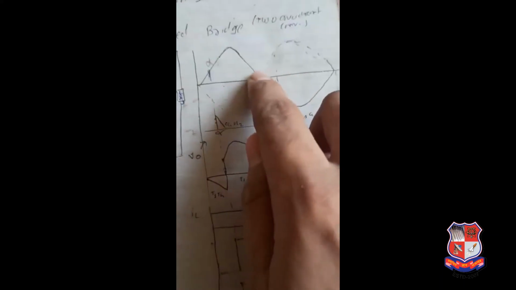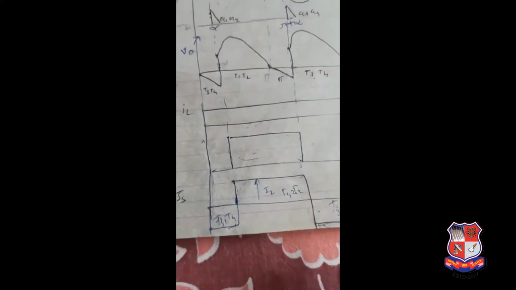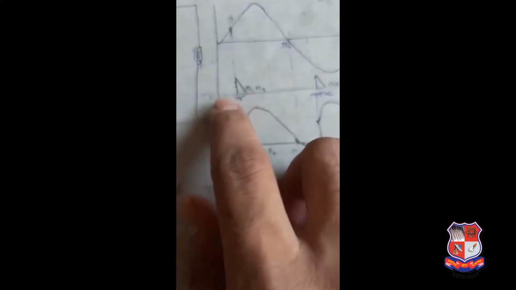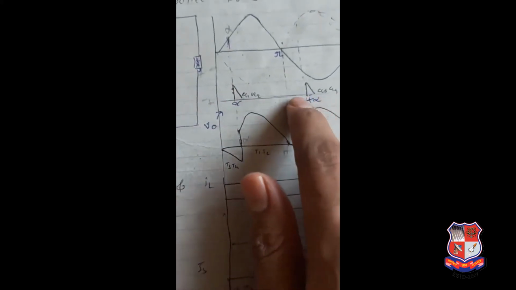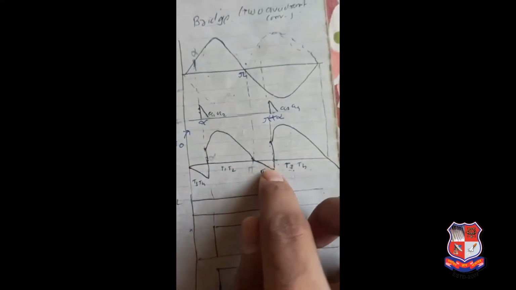It is positive for the load, but for the supply it is a negative supply. Current is reverse. So this is a waveform of current, the supply current. Same as before, from 0 to alpha, T3 and T4 are on. From pi to pi plus alpha, T1 and T2 are on. And at pi plus alpha, T3 and T4 conduct.